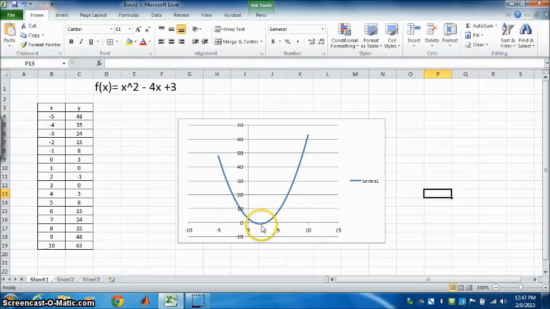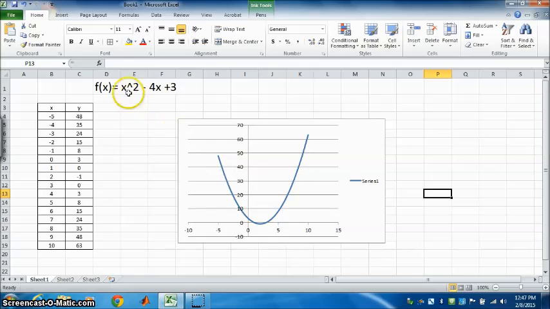Okay. This point, you can see the pointer, this is the vertex. This is the x-intercept. Again, this is the x-intercept. There are two points where it's cutting the x-axis. This axis is the x-axis. This point is the y-intercept. This is the shape of a parabola.